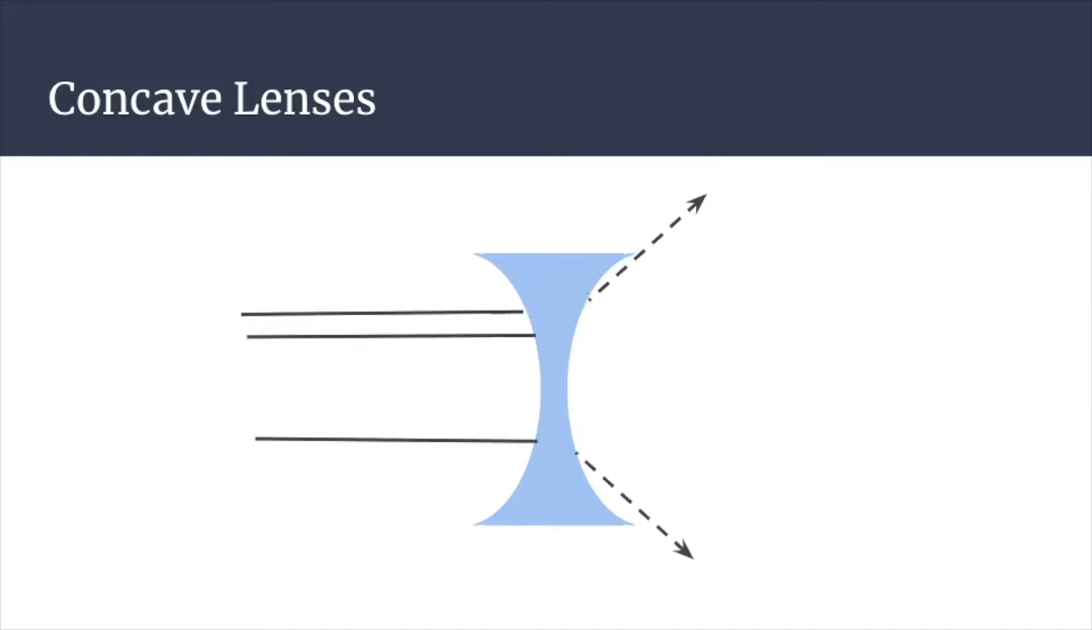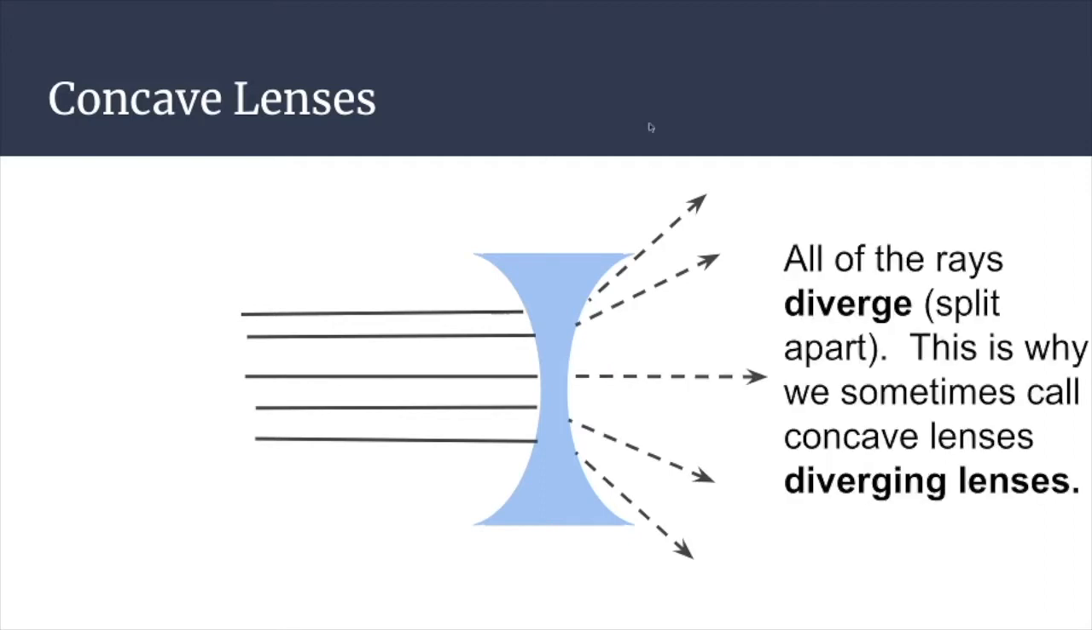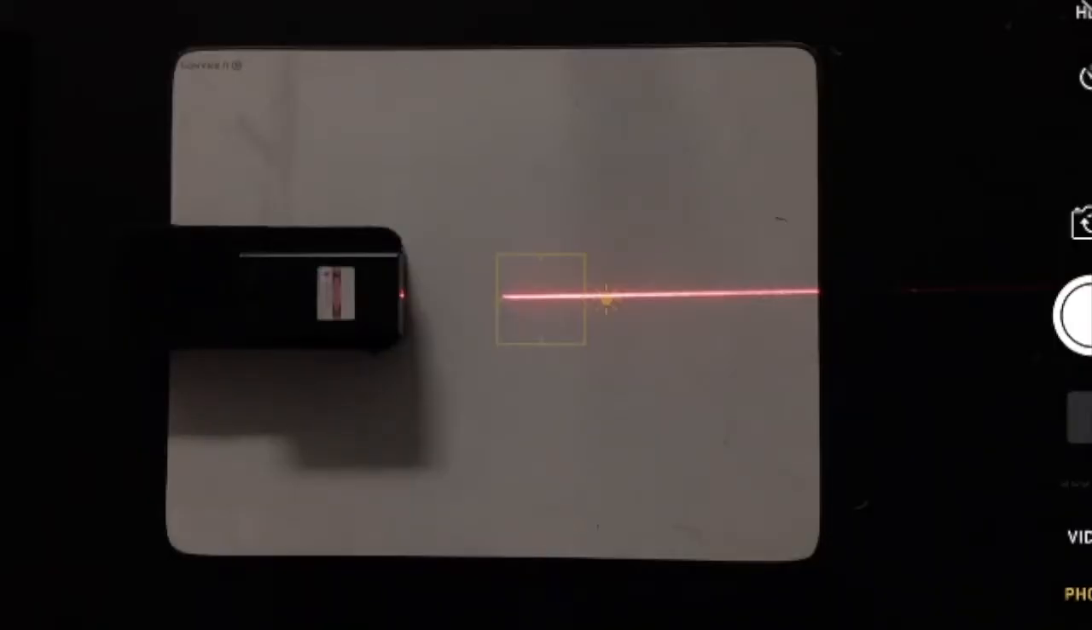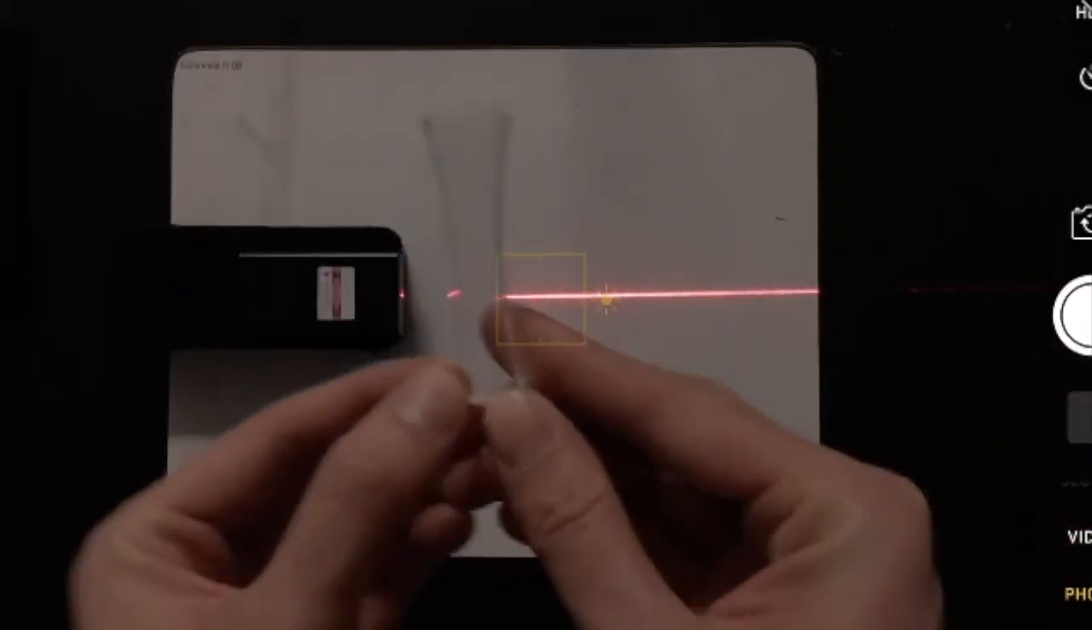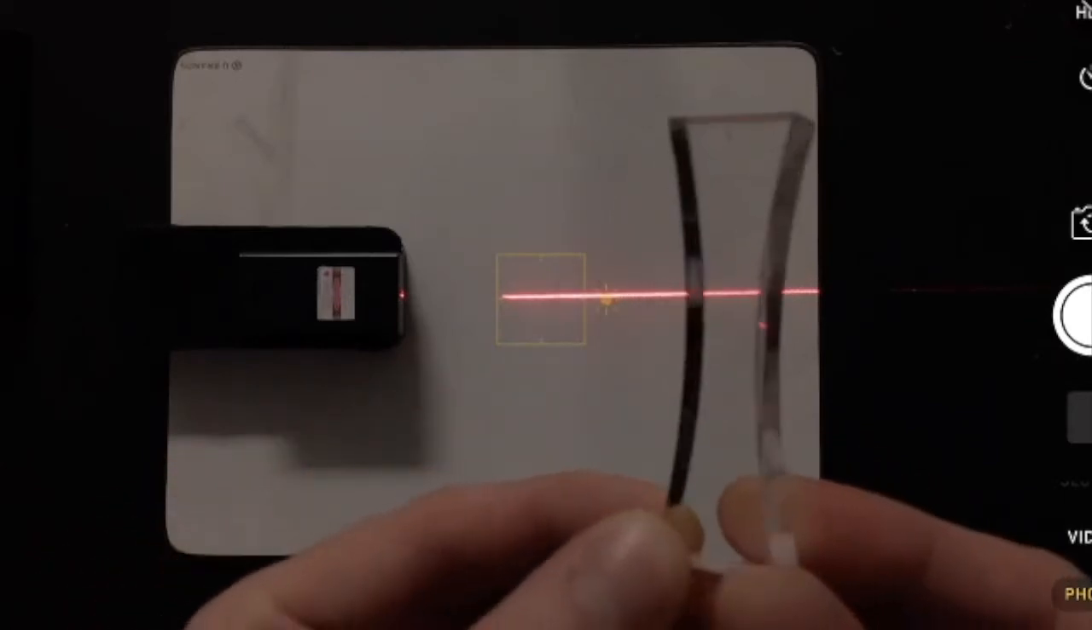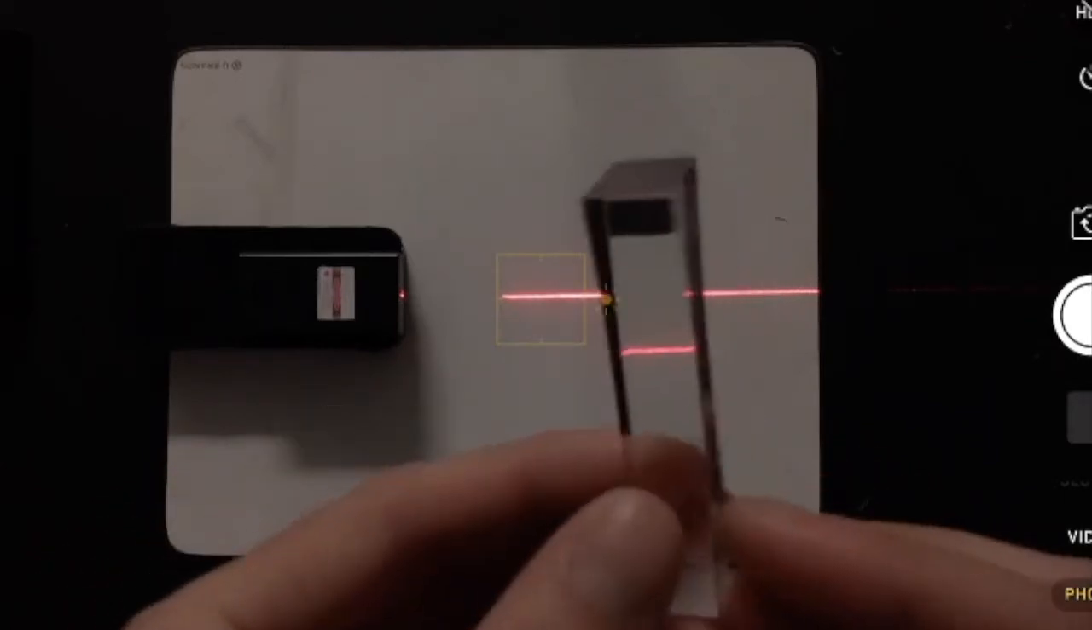So that's just going to happen to all of these rays. And so all of the rays end up diverging. They split apart. So we call concave lenses diverging lenses, much more often than we call them concave lenses, to be honest. Okay, so to show you it in real life, I have here, you can see, a double concave lens, a diverging lens.